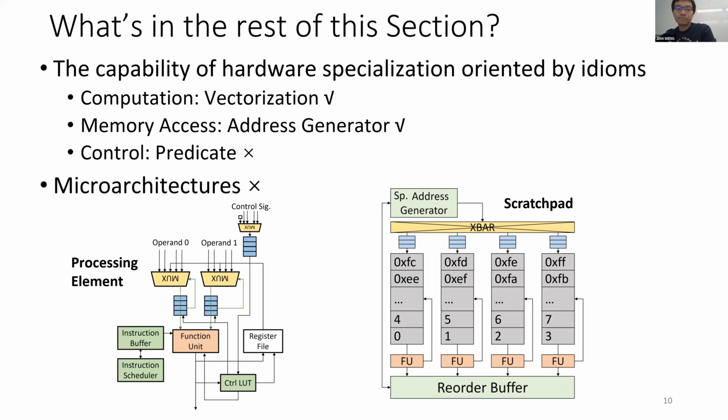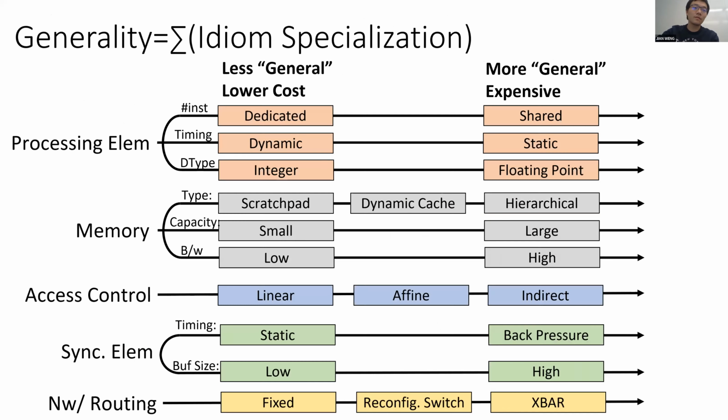Though I do not cover the microarchitecture, one thing I do want to convey is that the more general the specialization, the more expensive the architecture is in power and area. And in this figure, we basically list all the dimensions we can tune for the target architecture. Does that make sense?